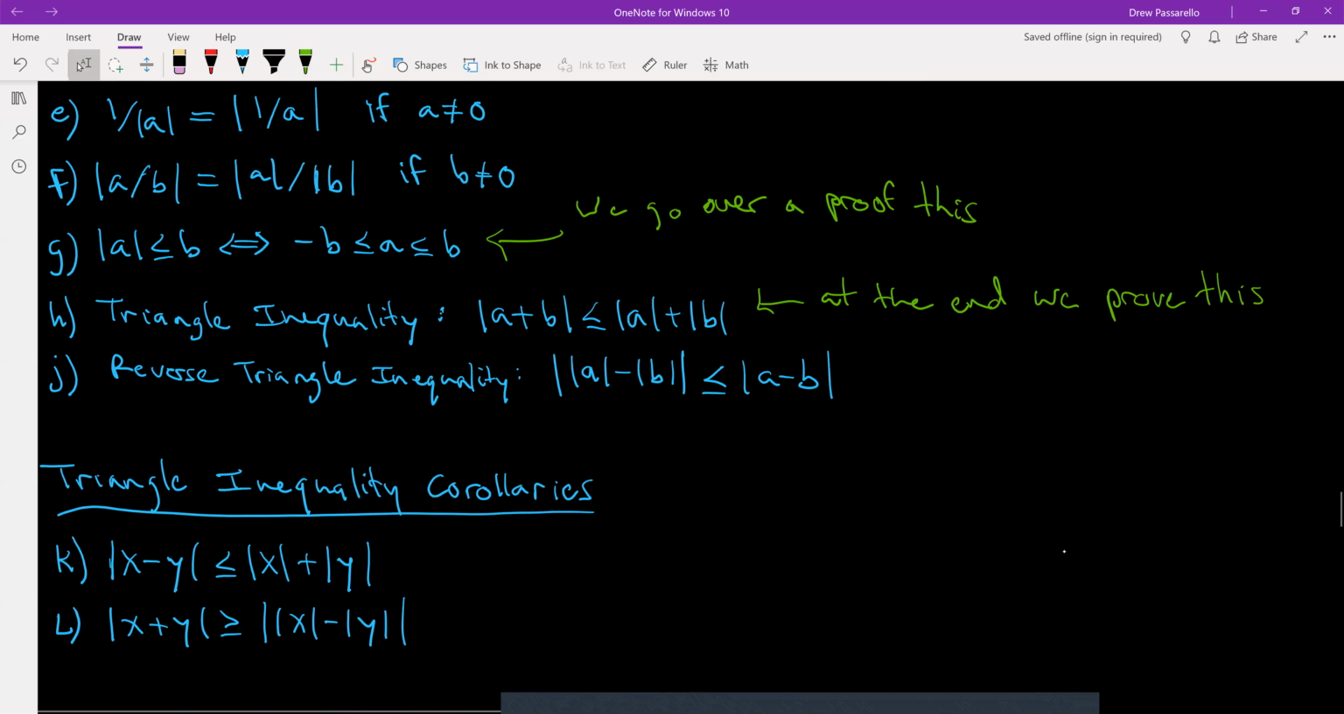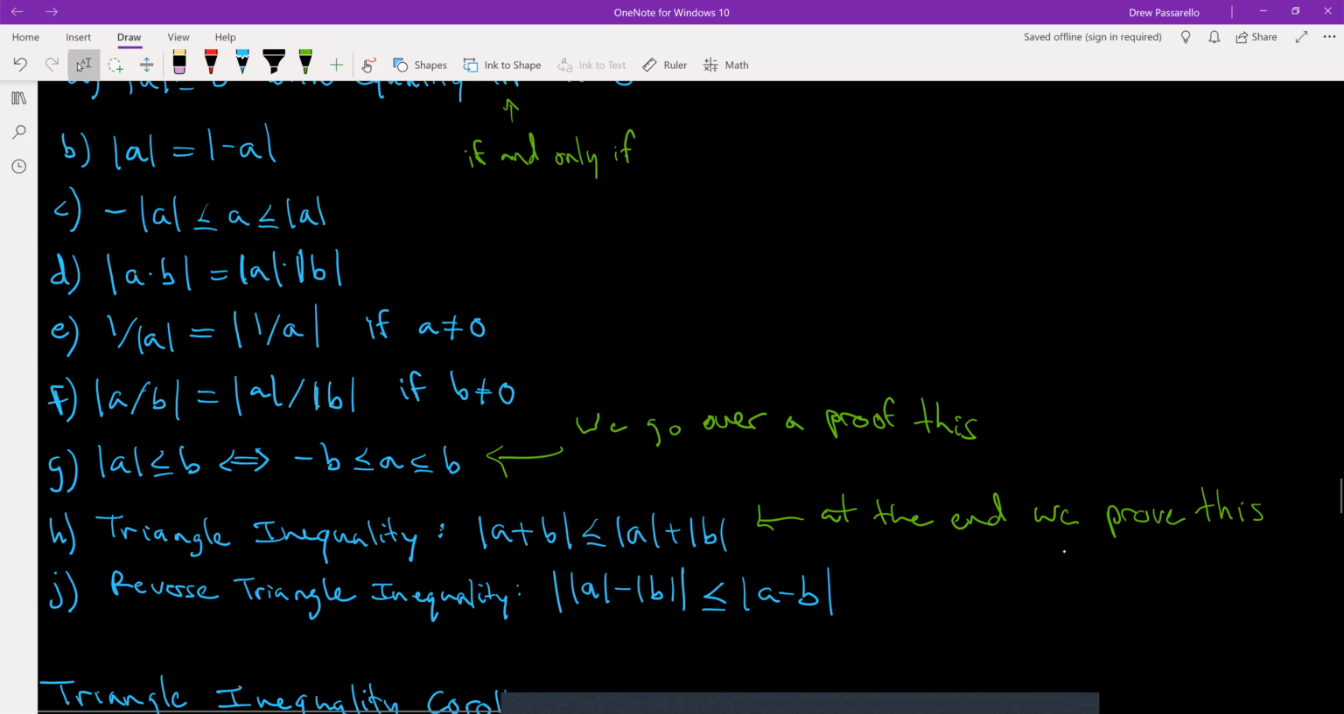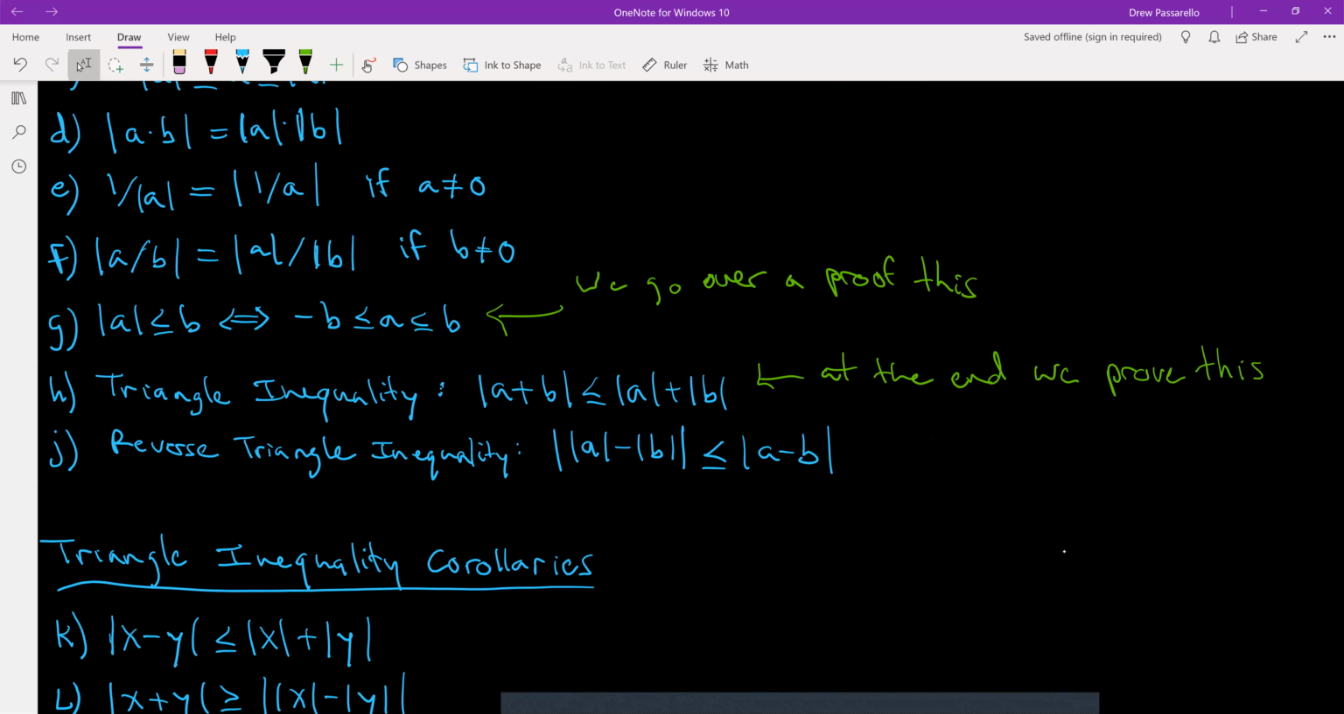All right, so these are the various properties we'll use throughout the course, and again, it's kind of dry type of proofs, but I figured in this video I'll go over G and H.